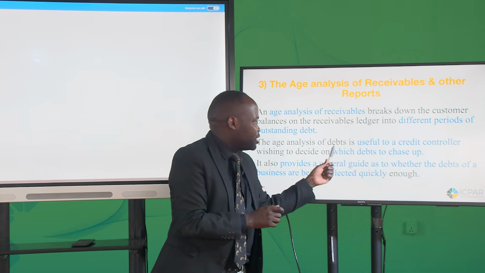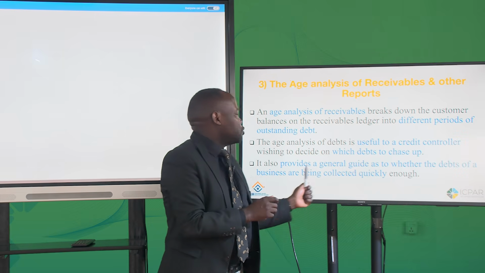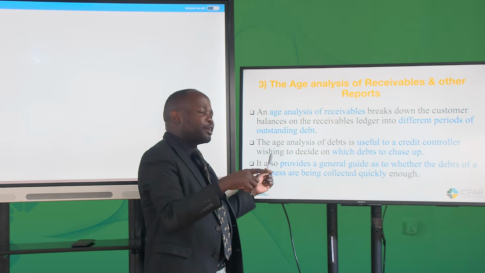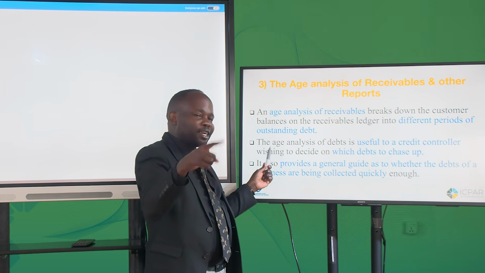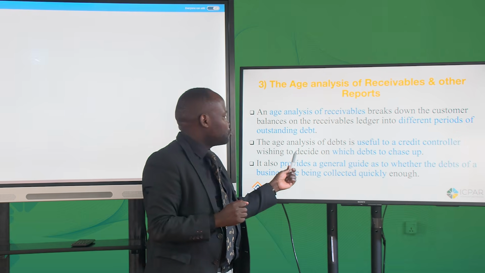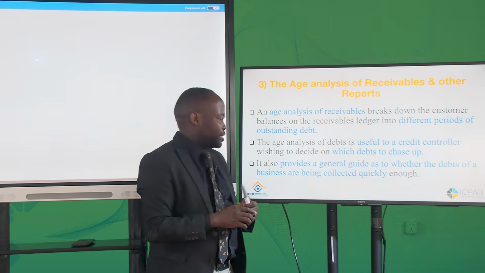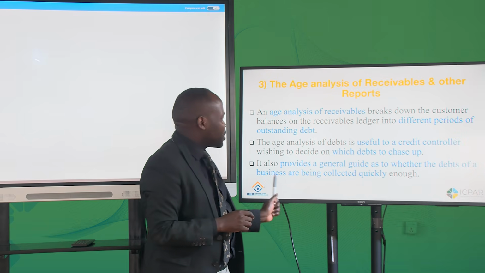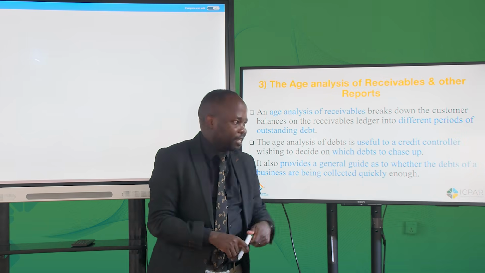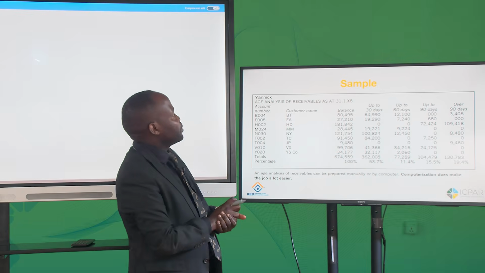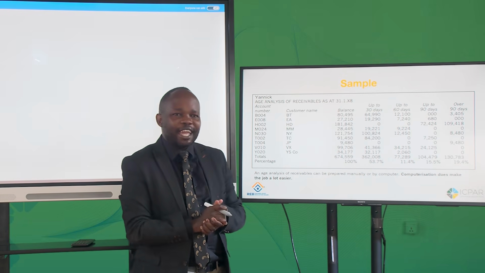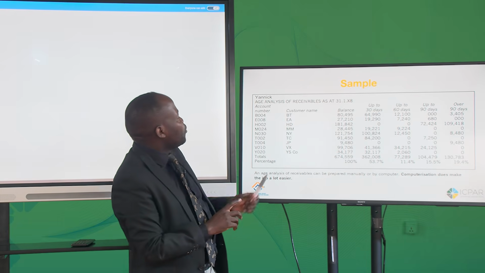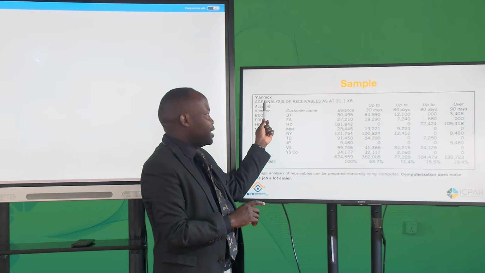The age analysis of debt is useful to a credit controller. Remember, the credit controller is the one who will be collecting the money, wishing to decide which debts to chase up. It also provides a general guide as to whether the debts of a business are being collected quickly. An example of an age analysis. So we have a client called Yannick.